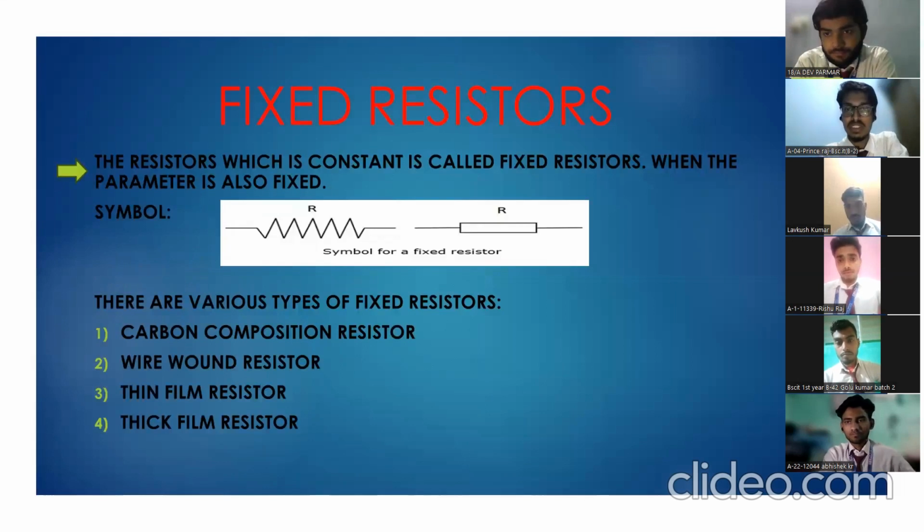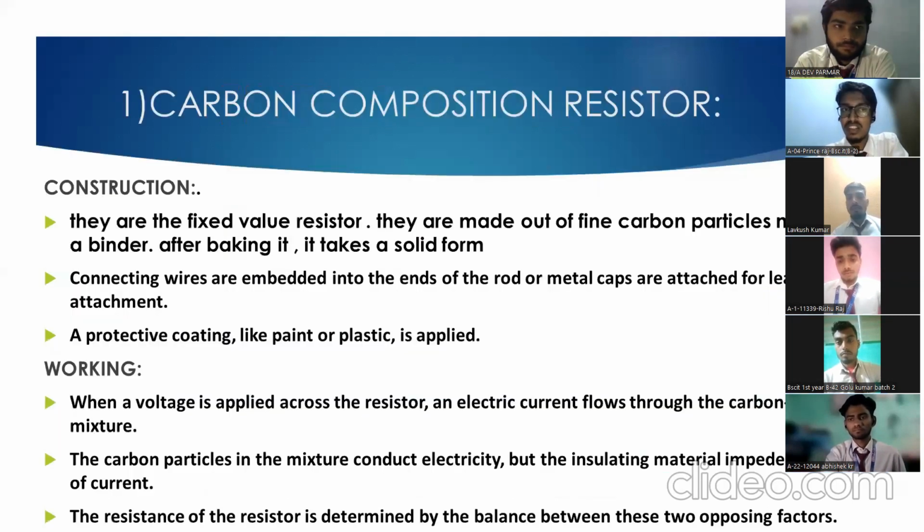A resistor which is constant and its value does not change when the parameter is also fixed. So we are seeing on this particular resistor symbol that it has been symbolized as a fixed resistor. So let us move to the various types of fixed resistors, which are carbon composition resistor, wire bound resistor, thin film resistor, thick film resistor. So let us move to the next slide, which is the carbon composition resistor.